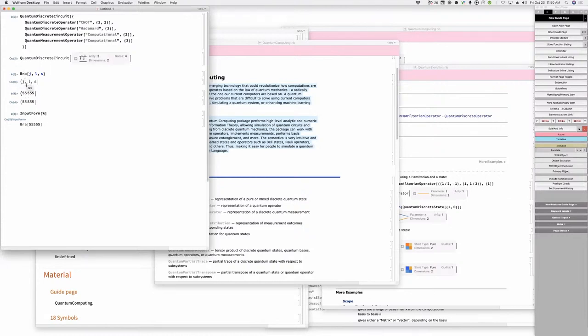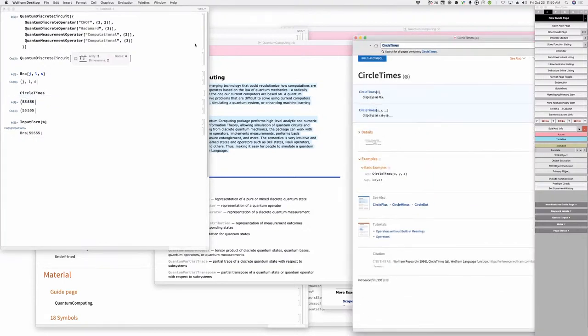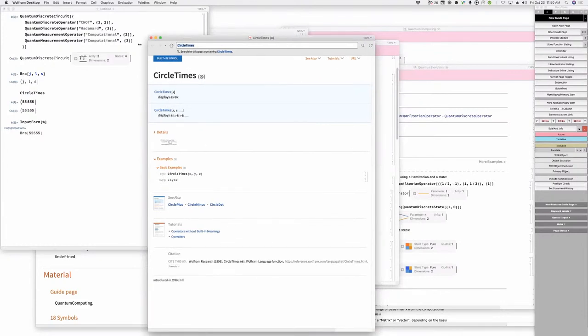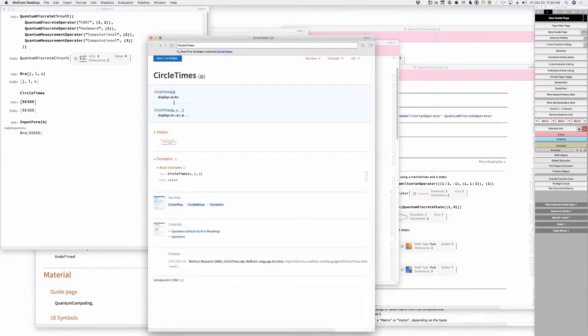Okay, but bra has no documentation page, so it should probably have one. Circle Times doesn't have a documentation page either, but actually, that's an interesting point. But Circle Times does, actually. Yeah. So bra should have a documentation page. Huh. Okay, so it should have one like Circle Times. Does that make sense to people? Yep.